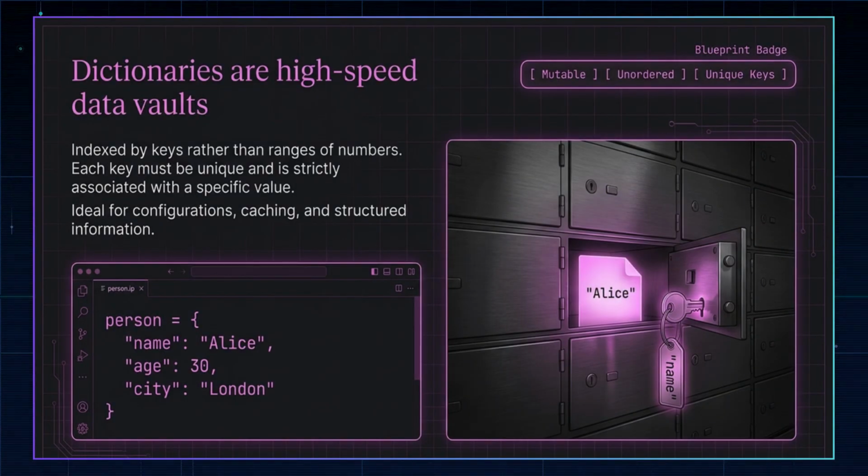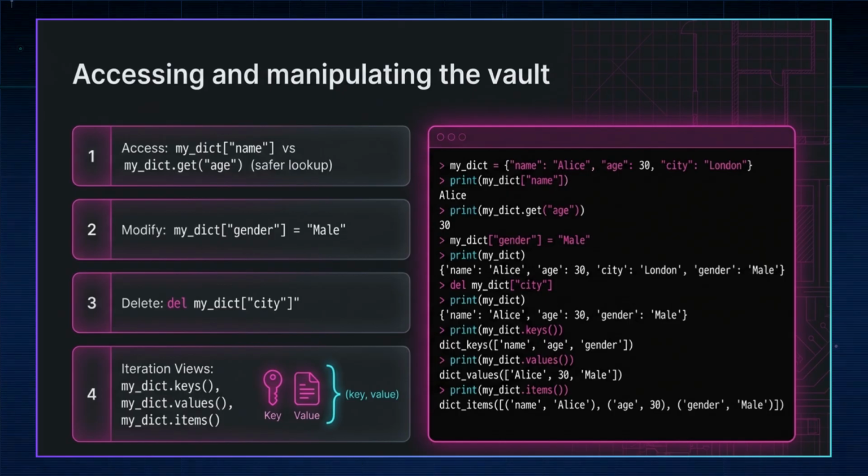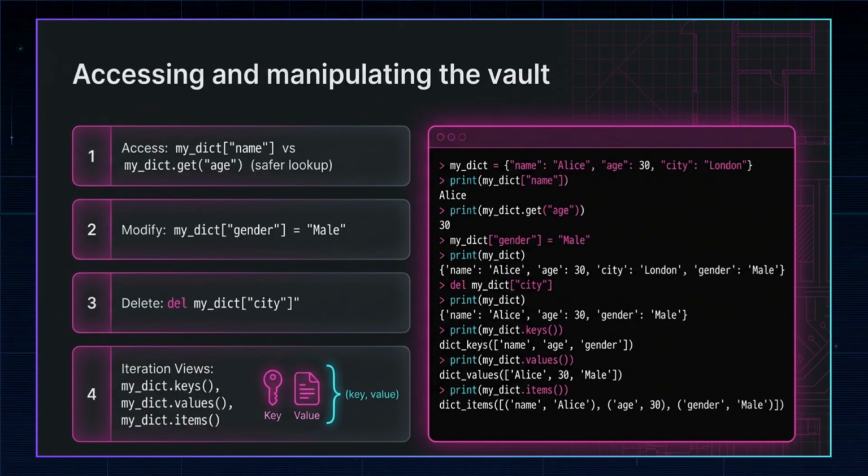Dictionaries, high-speed vaults. Forget numerical indexes, these are indexed by unique keys mapped to values. Configs, caching, user profiles, this is their home turf. Access, modify, delete instantly, or iterate through keys and values directly.